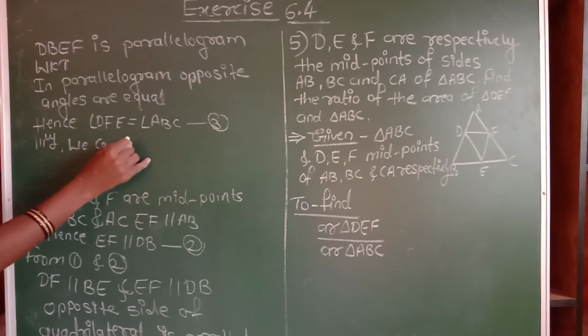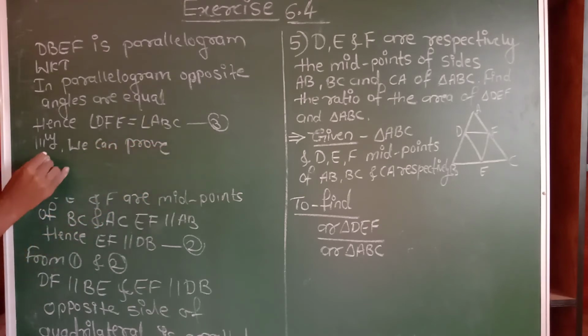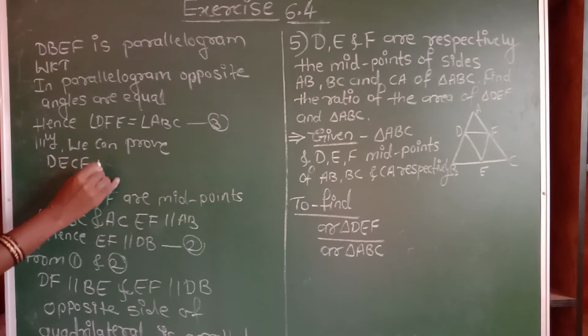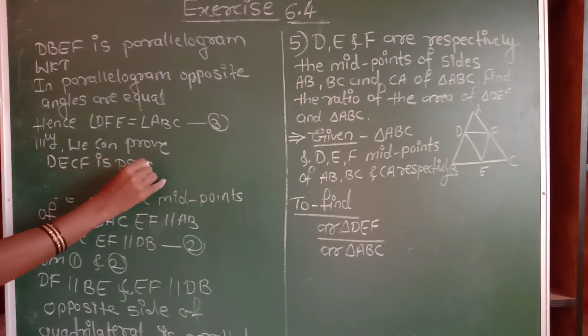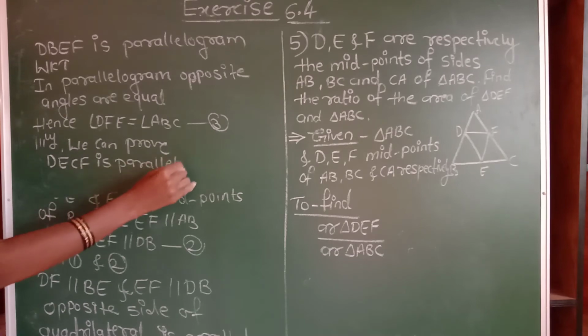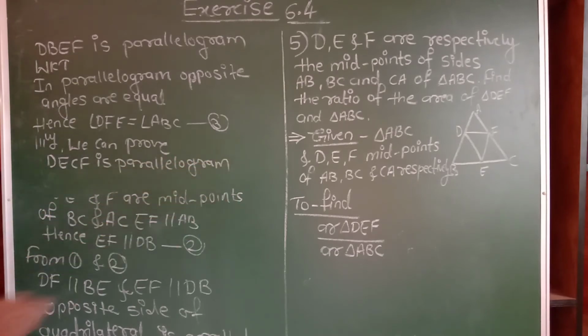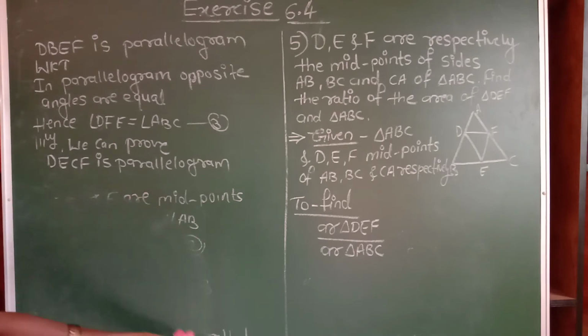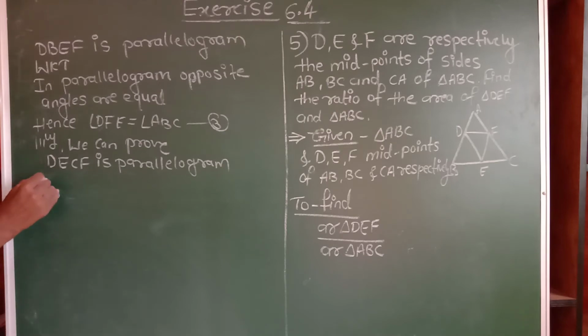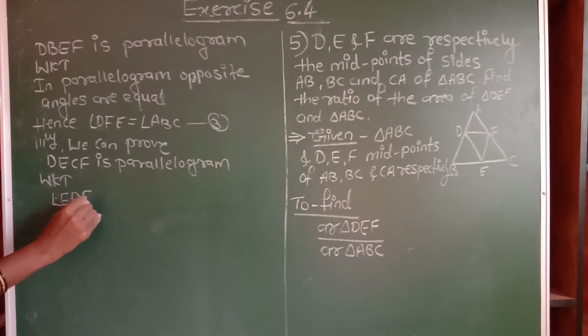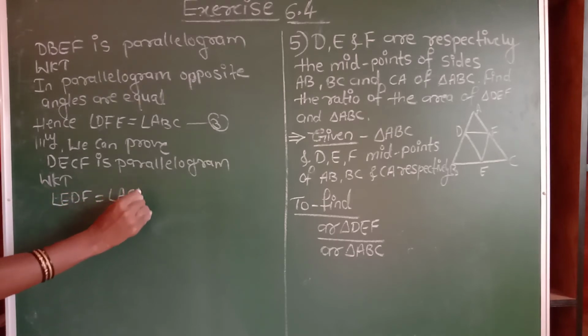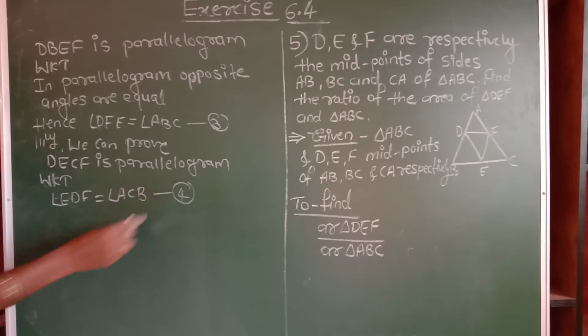Similarly, we can prove DECF is a parallelogram. Next, in a parallelogram, opposite angles are equal. We know that. Hence, we can write here angle EDF is equal to angle ACB. This is fourth one.